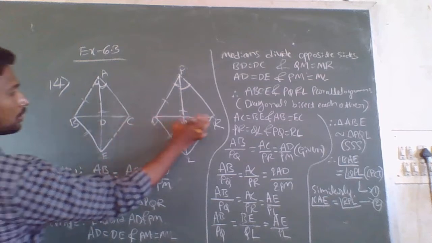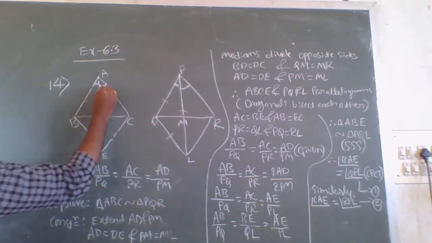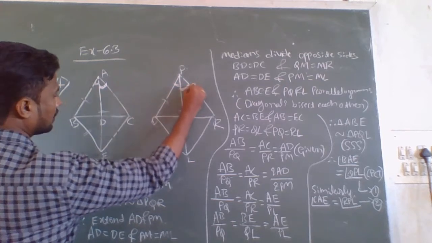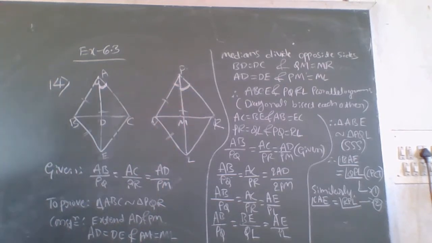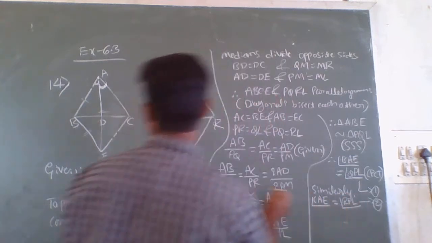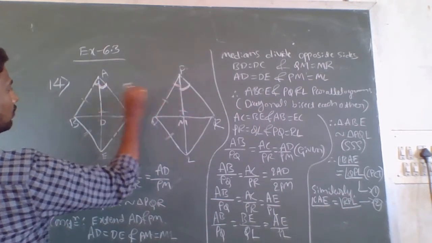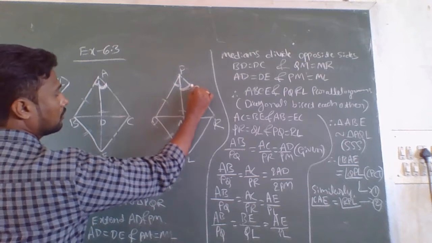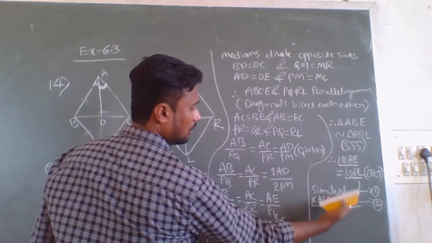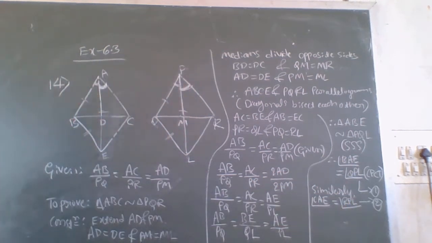If these two triangles are similar, then these two angles are equal because of CPCT. These two angles are equal. But here I have written it directly. Similarly, if these two angles are equal, we can prove that these two angles are equal. Now, what I will do, I will add 1 and 2. It's 1 and 2.